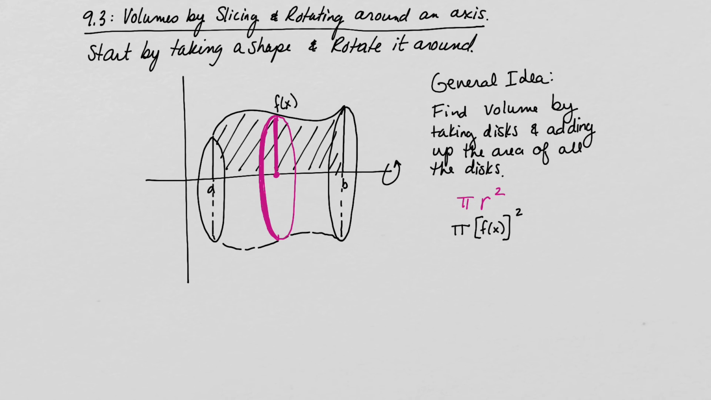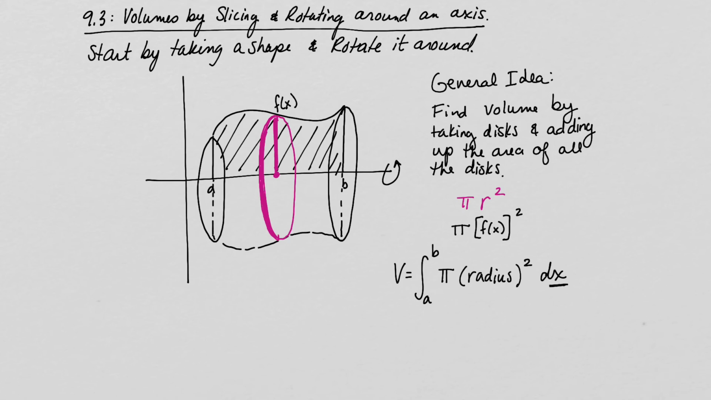And then I want to add up all these areas. So to get the volume, the volume is going to be the integral from a to b of pi times, I'm just going to write the radius. And the reason I'm going to write that is because depending on what your radius is, it's going to look a little different. So pi times the radius squared. And in this case, it's going to be dx.